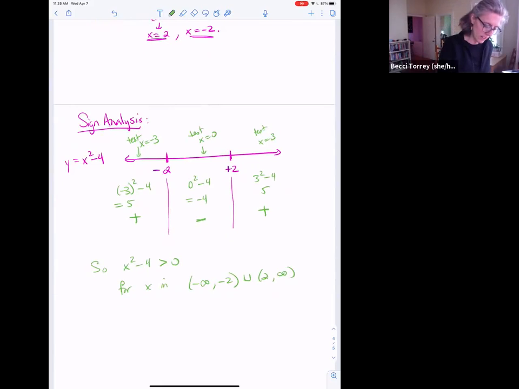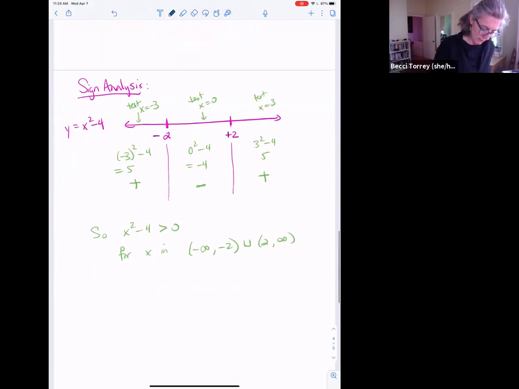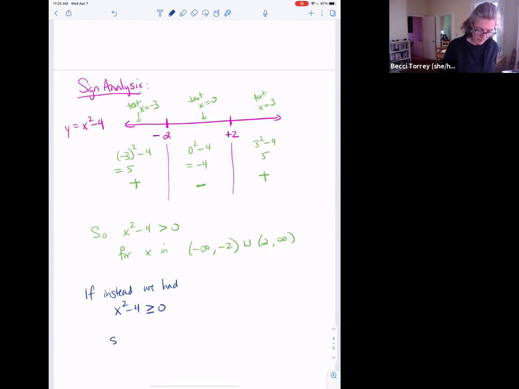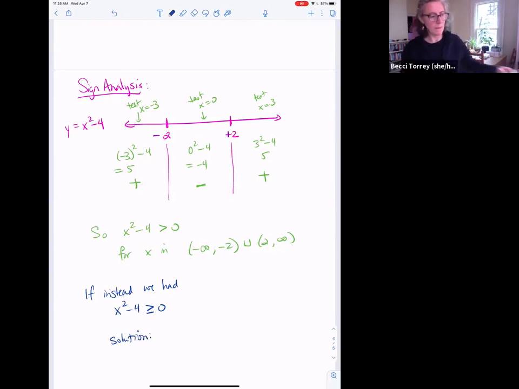If instead, very similar, we had the inequality x squared minus 4 is greater than or equal to 0, what would our solution be? How would it change?